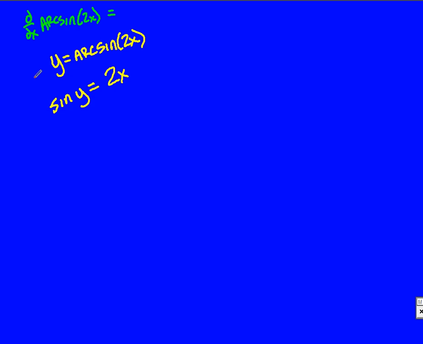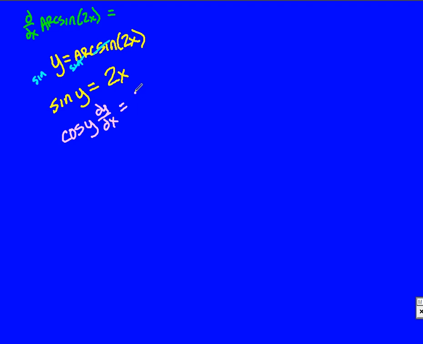So all I did here is I just took sine of both sides, so that sine and arcsine would go away. Well, the reason I do that is I know how to take a derivative when I don't have y by itself. It's implicit differentiation. The derivative of sine of y would be cosine of y, but it's a derivative of y, so I need to tack on dy dx.